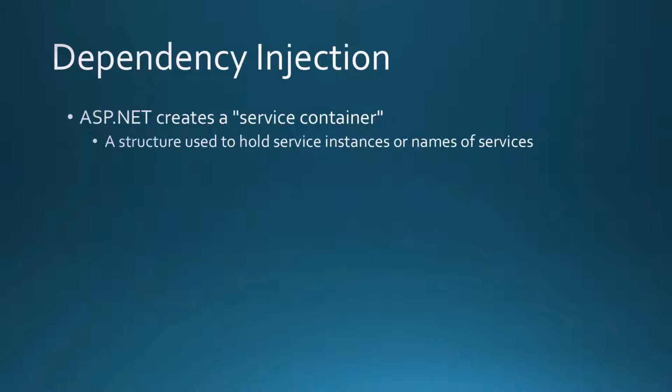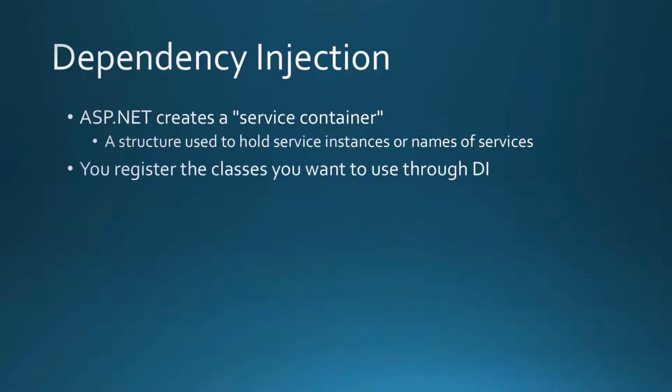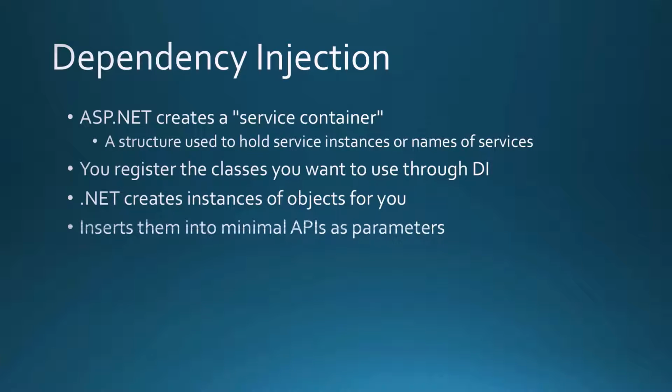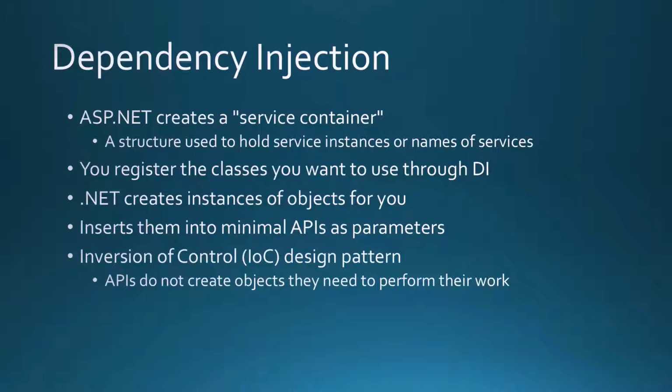And this is a structure that is used to hold the service instances, these classes that we use for dependency injection. So you register the classes you want to use through dependency injection, and .NET will create those instances of the objects for you. They'll then insert them into your minimal APIs as parameters. This is what's called an inversion of control design pattern, where the APIs don't create the objects that they need to perform their work. The objects are given to them.